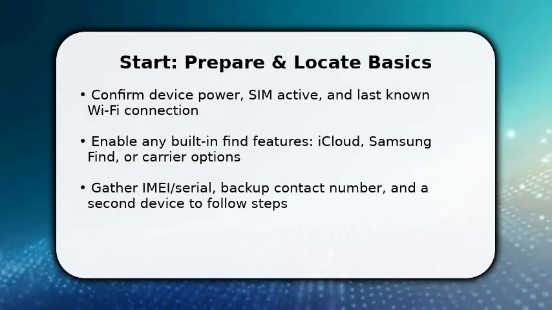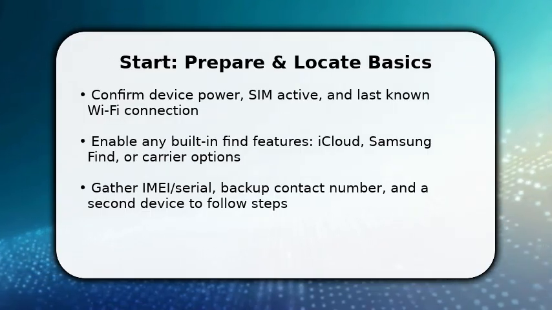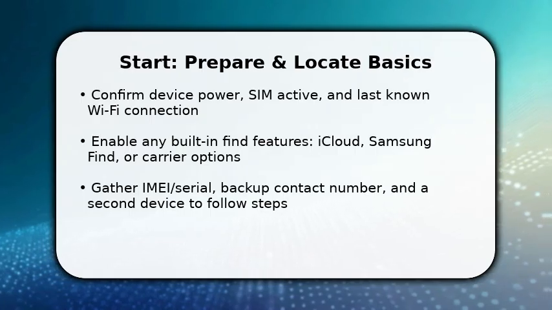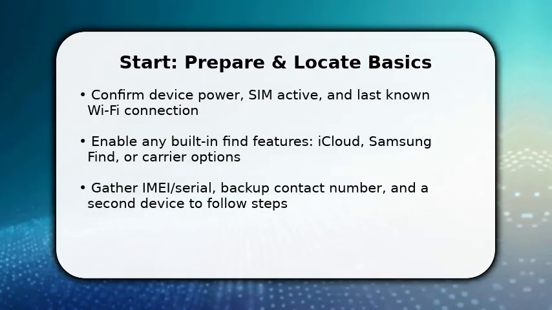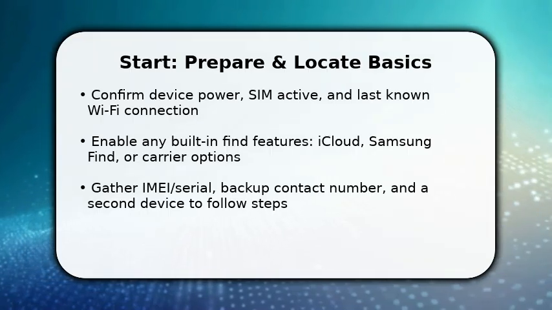You begin by confirming the essentials. Make sure the phone has power or remembered last charge, the SIM is active, and you know the last Wi-Fi network. Gather the IMEI or serial number now because you will need it for carrier or police reports.